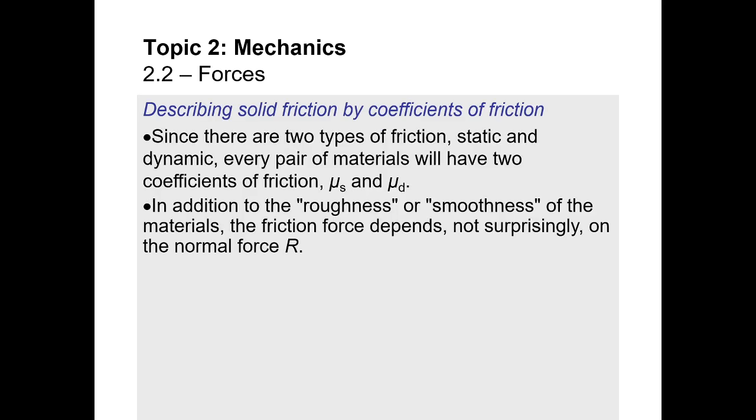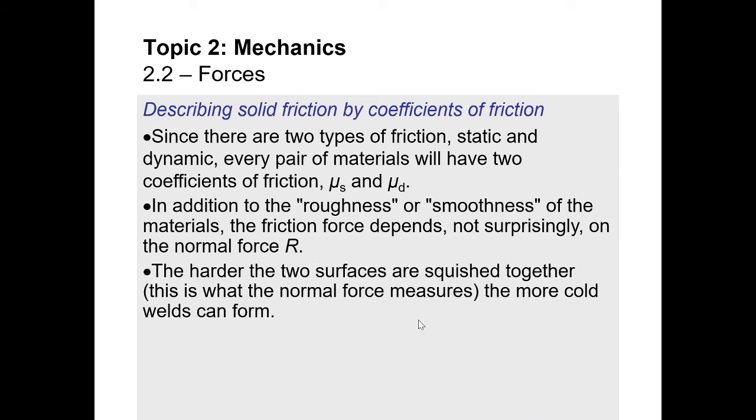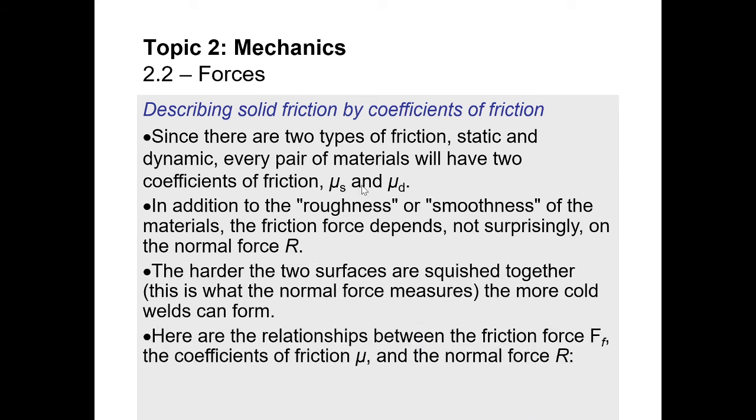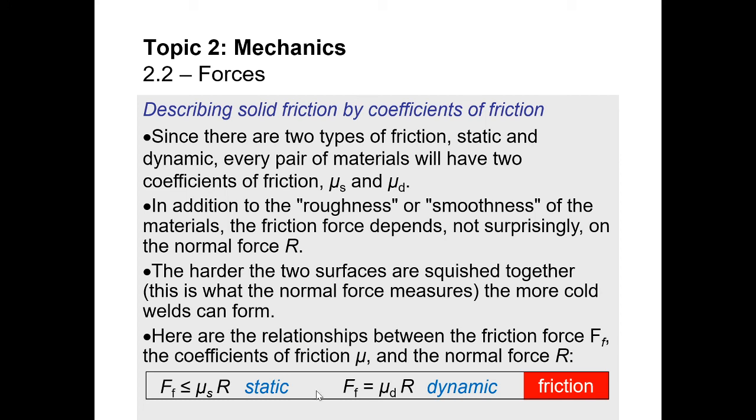Now, because there's two types of friction, static friction and dynamic friction, it makes sense to have two types of coefficients of friction: static coefficient of friction and dynamic coefficient of friction. And like I mentioned, the values of these coefficients tell us how smooth or rough the surface is. The larger the value of the coefficient, the rougher the surface is, and the smaller the value, the smoother the surface is. Generally speaking, mu(s), the coefficient of static friction, is always going to be greater than that of dynamic friction between the same two surfaces.